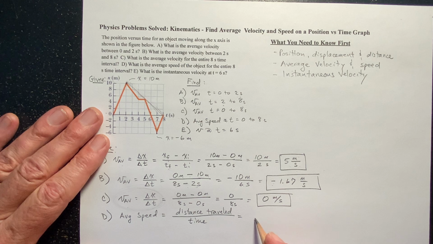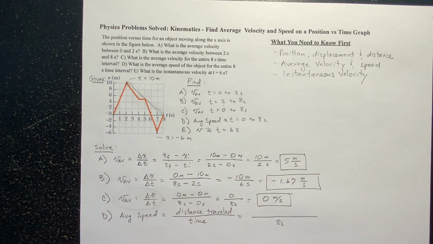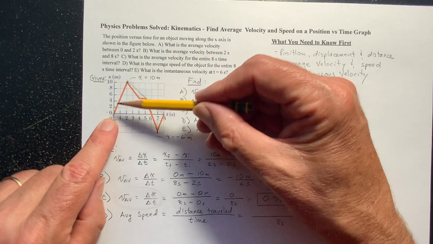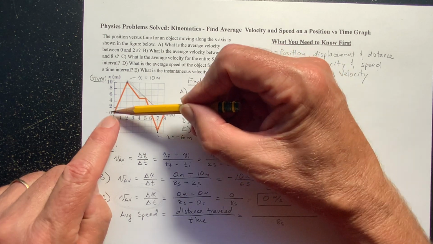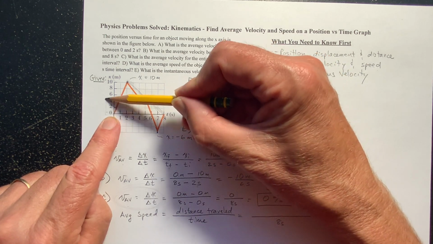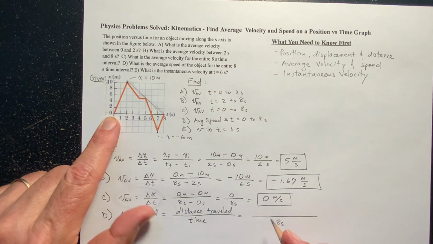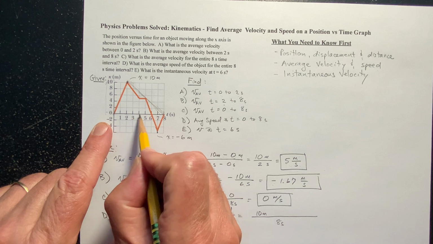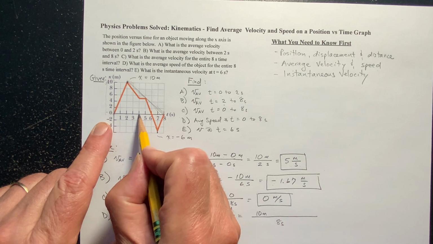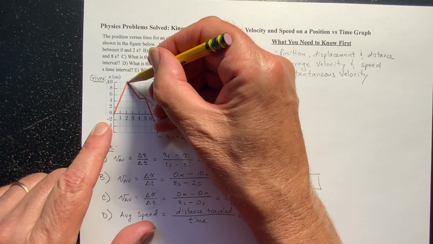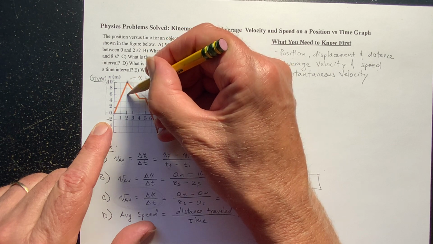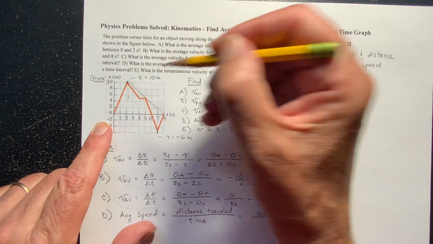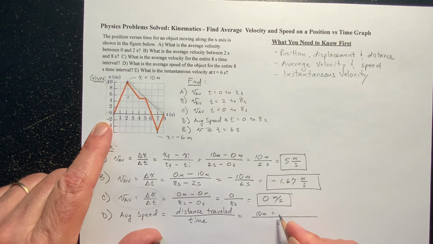well, this is going to be 8 seconds, right, for the whole time interval. But we have to figure out what distance was traveled. So let's do it like this. From 0 to 2 seconds, I went 10 meters up, like that. So 10 meters. And then from 2 to 4 seconds, I went down 5 meters, like that. So plus 5 meters.